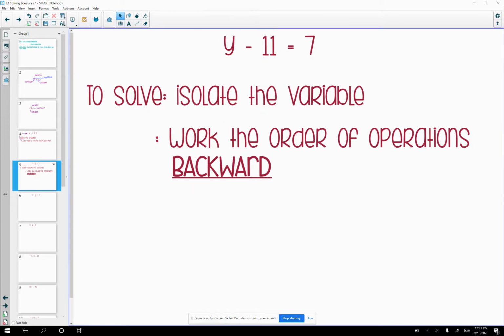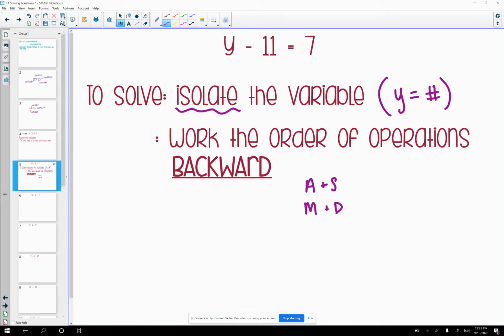To solve equations, to actually figure out your answer, we're going to start with these one-step equations, but our goal is to isolate the variable. Our answer should look like y equals, and hopefully we get some number. It's isolated when the variable is all by itself. In order to do that, we're going to go through the order of operations, but backwards. So we're going to start with addition and subtraction, then we'll do multiplication and division, and we'll go from there.